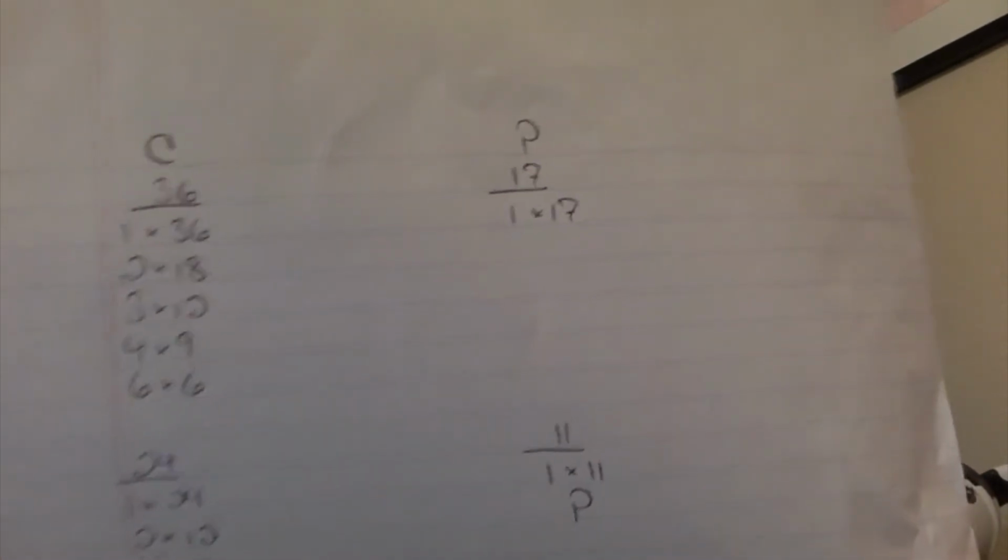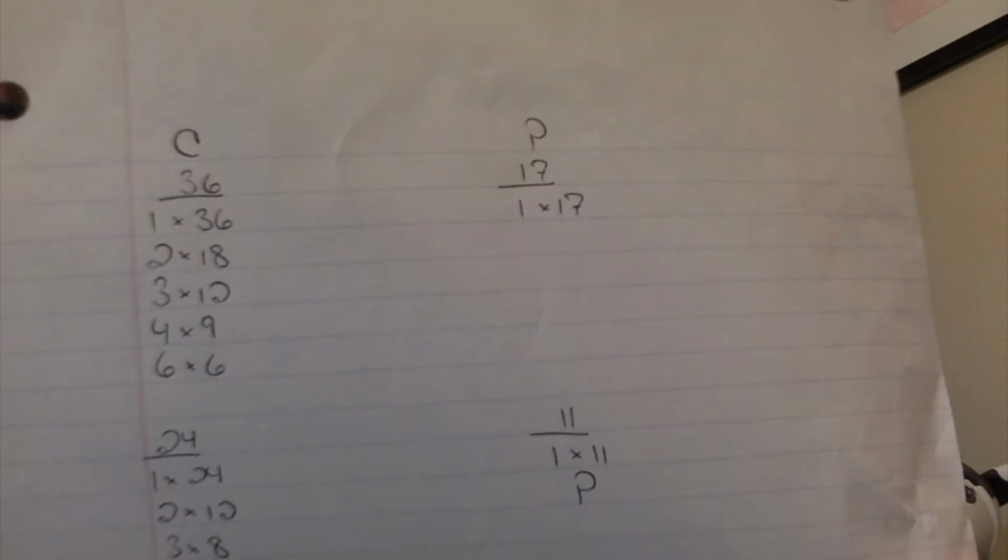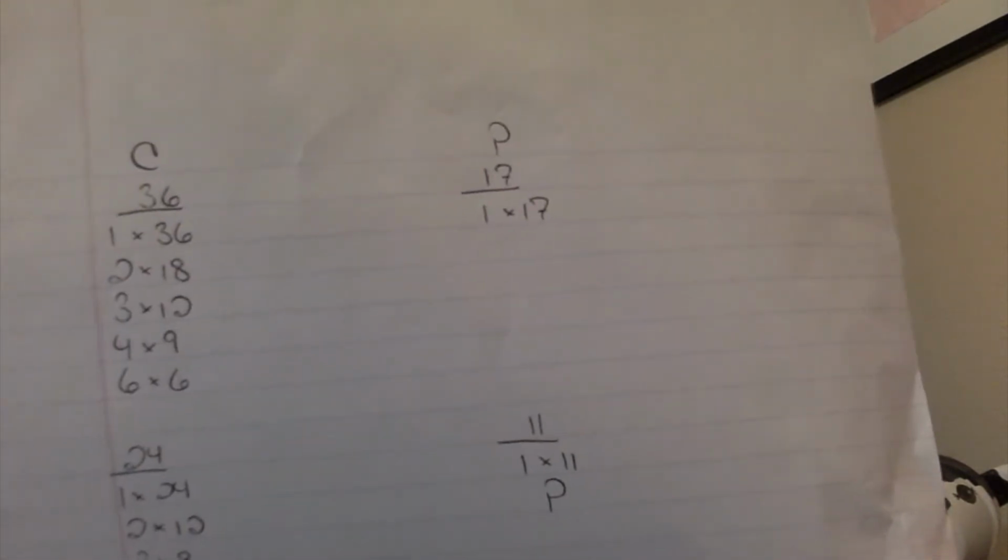So for example, 36: 1 times 36, 2 times 18, 3 times 12, 4 times 9, and 6 times 6. Those are the factor pairs of 36. So the factors themselves, if I were listing them in order as I should, are 1, 2, 3, 4, 6, 9, 12, 18, 36. Okay, you list them in ascending order, smallest to largest.